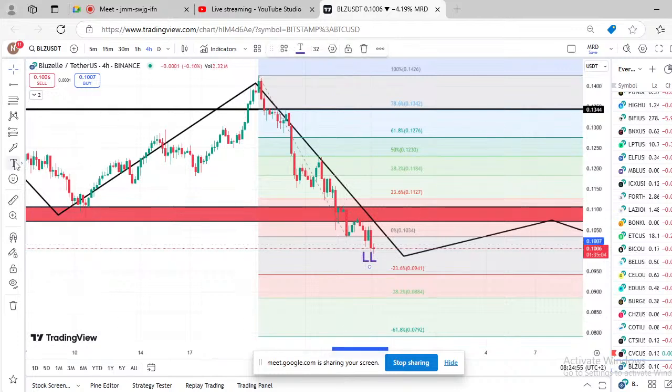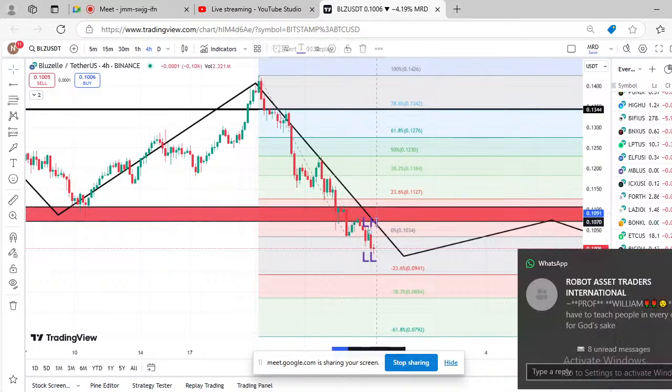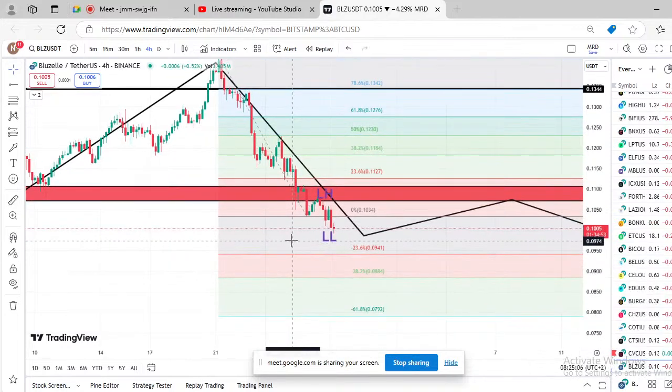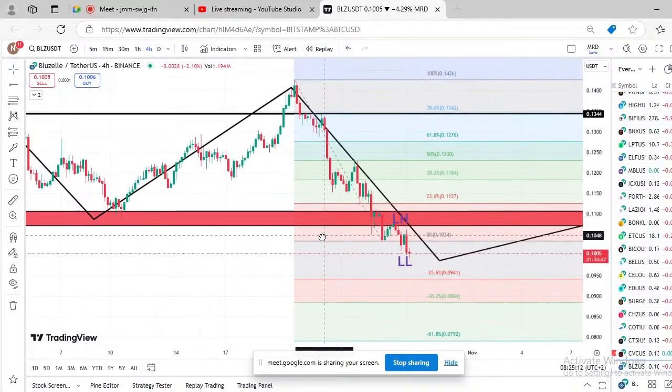And again, we have what we call the lower high. Yes, the lower high. So this is how the market should move in a downtrend. It should be having the lower lows and the lower highs. So that is how it is moving.